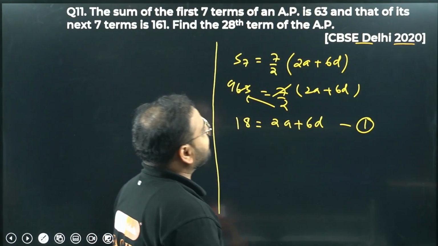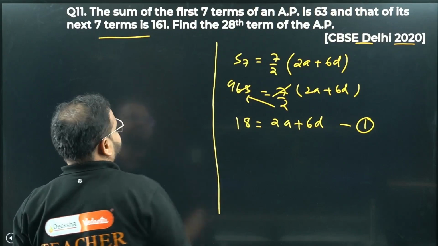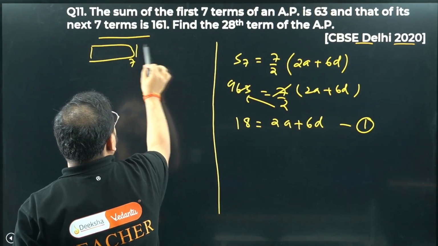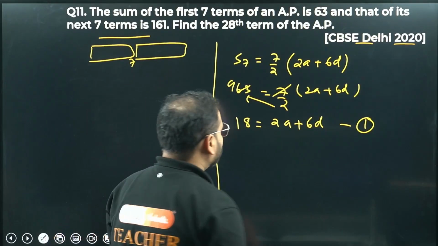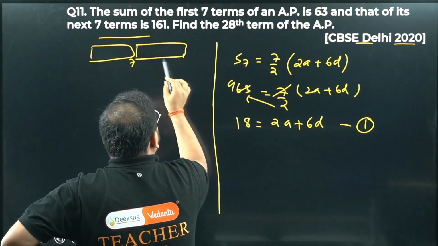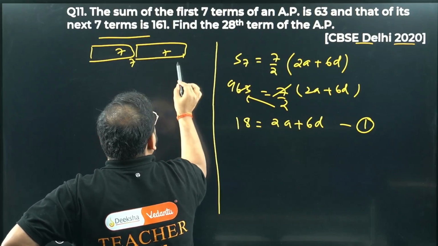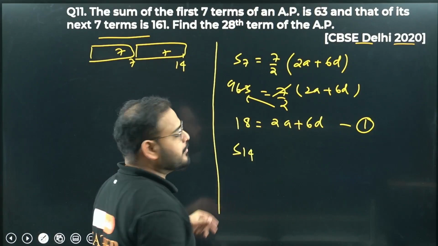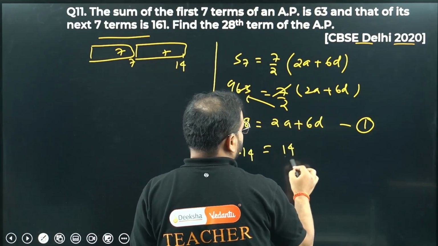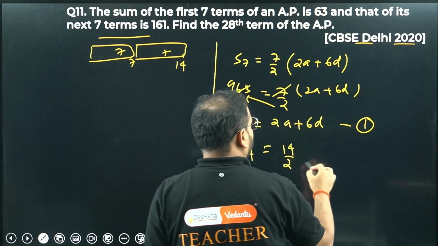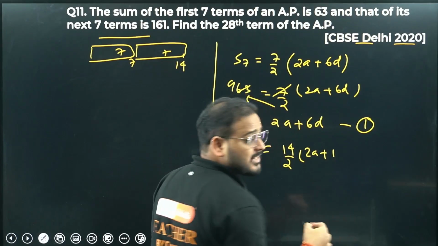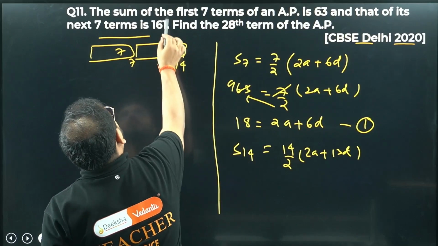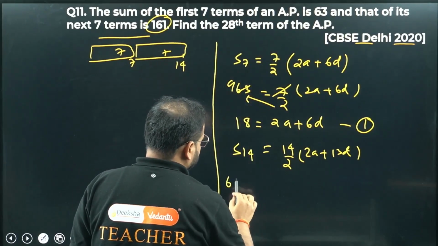Next step. And that of its next 7 terms. So the first 7 terms are like this, let's say, the 7th term. And the next 7 terms are from 8 to 14, right? So I get a total of what? How many terms total here? If I take this also 7, this also 7, total is how much? 14 terms, right? So I'll write it as sum of 14 terms will be equal to what? 14 by 2. Correct? Same formula, 2A plus this time 14 minus 1, so 13D. And how much is the sum going to be? 161 plus 63. Please check.